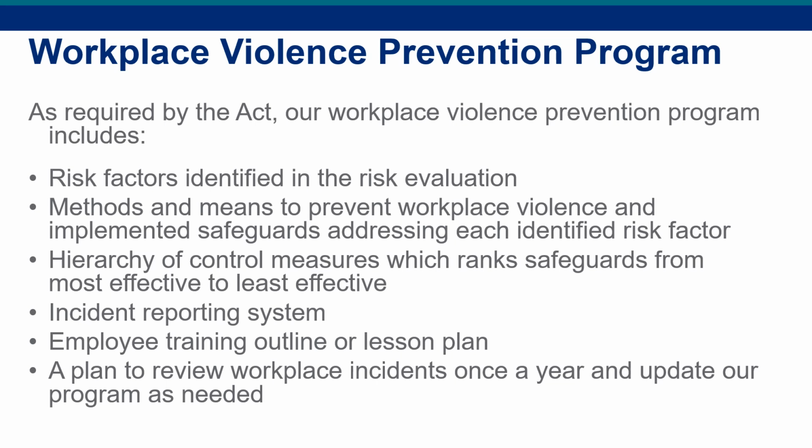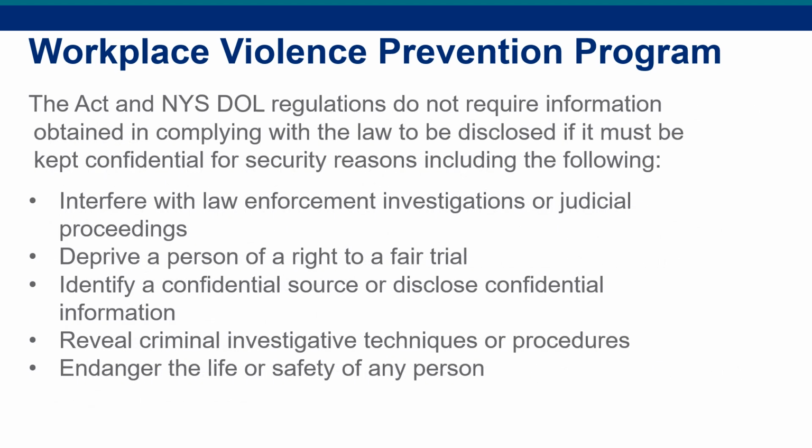As required by the Act, our workplace violence prevention program includes risk factors identified in the risk evaluation, methods and means to prevent workplace violence, and implemented safeguards addressing each identified risk factor, a hierarchy of control measures which ranks safeguards from most effective to least effective, an incident reporting system, an employee training outline or lesson plan, and a plan to review workplace violence incidents once a year and update our program as needed.